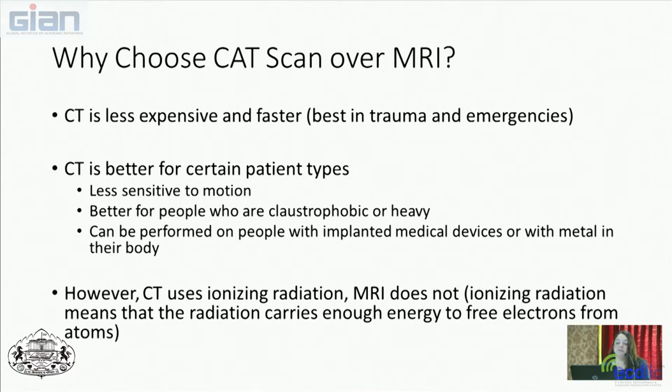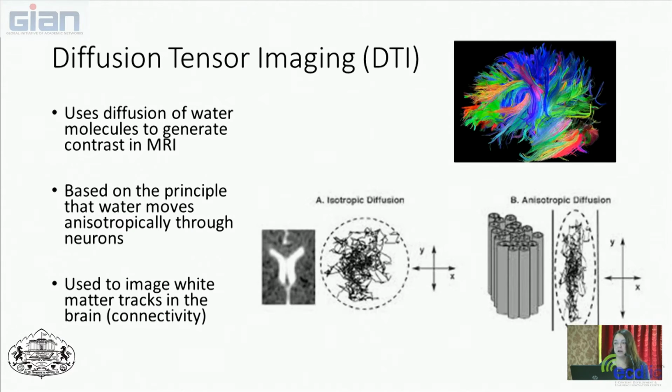Also, however, CAT scans use ionizing radiation, whereas MRIs do not. Ionizing radiation means that the radiation carries enough energy to knock electrons off of atoms in the body, and this can be harmful to a person if you expose them to this repeatedly over and over again. So that's definitely a downside of CAT scanning. But again, as far as trauma and expense, CAT scans are often chosen over MRIs, and for this reason.